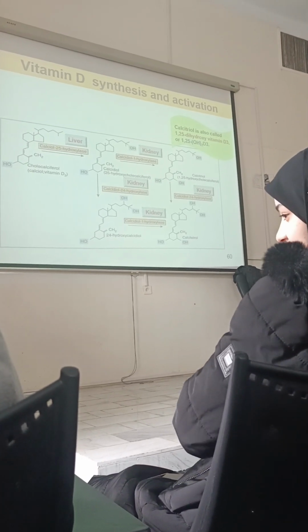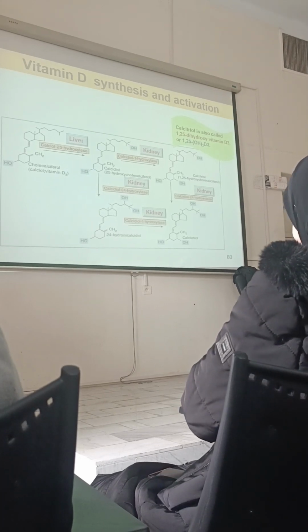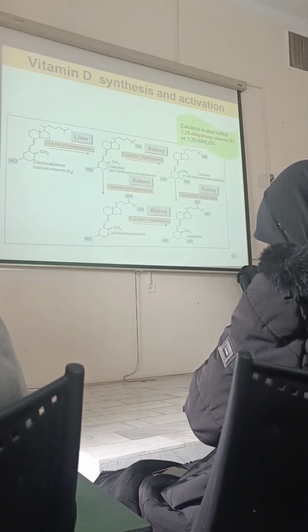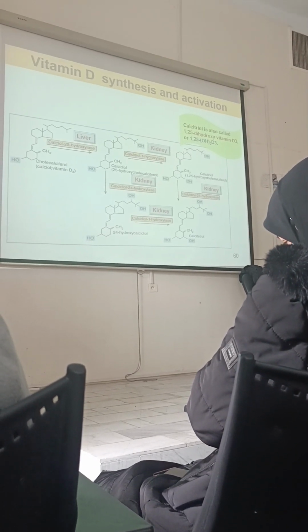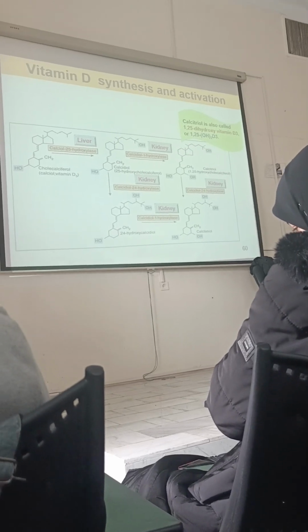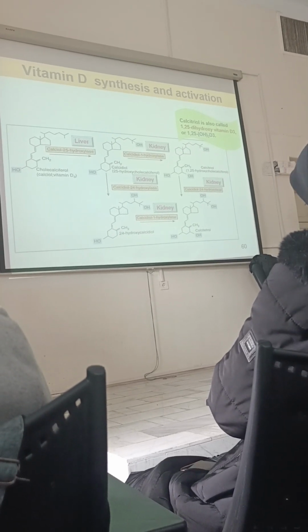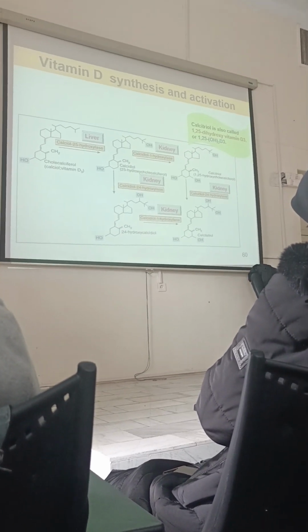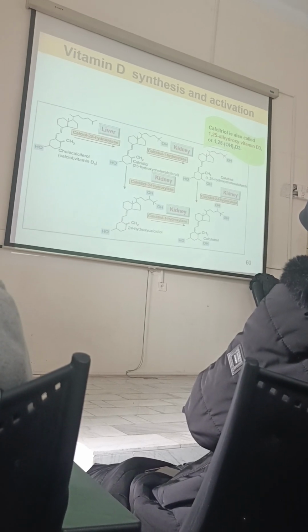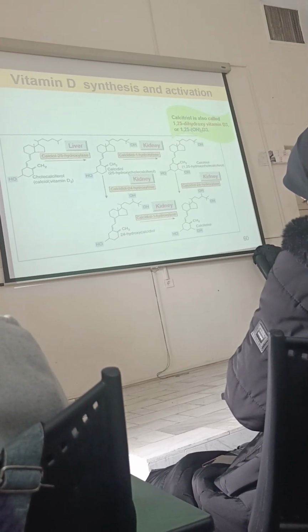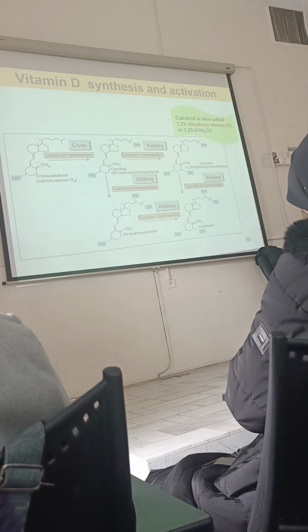vitamin D, which of them is active? The last one. But if I ask you, for example, 1 and 24 and 25, it seems at first glance that because of the presence of positions 1 and 25 it is active. No. Because of the presence of the 24 position, it became inactive.